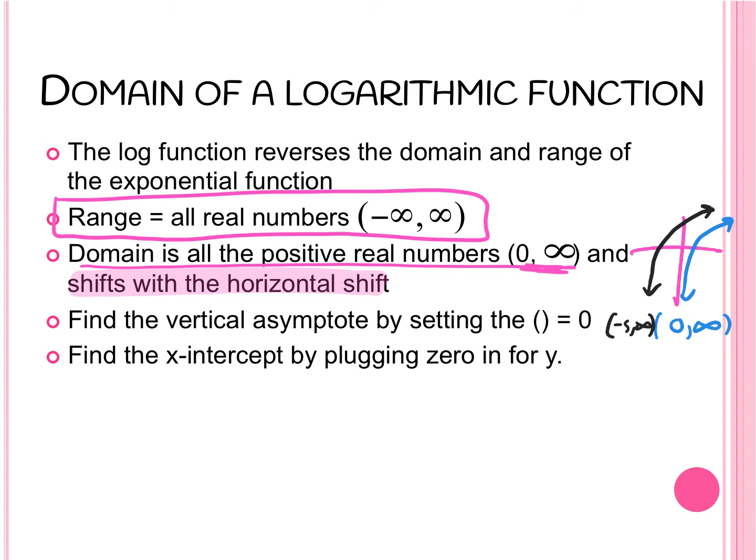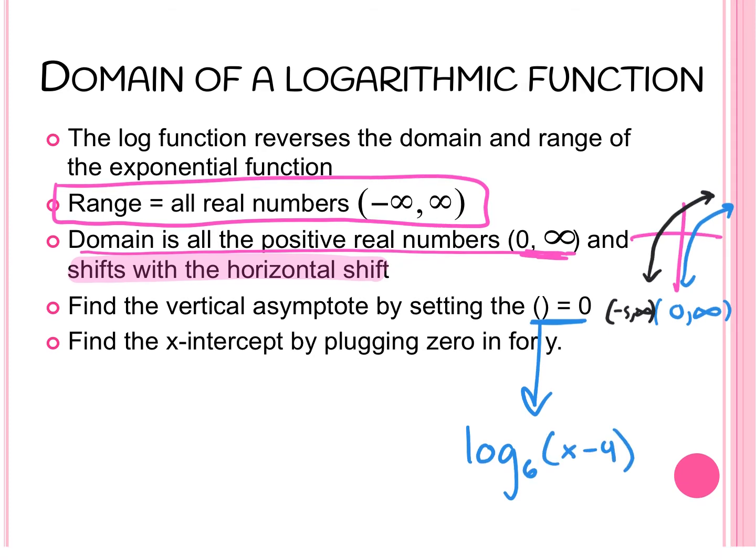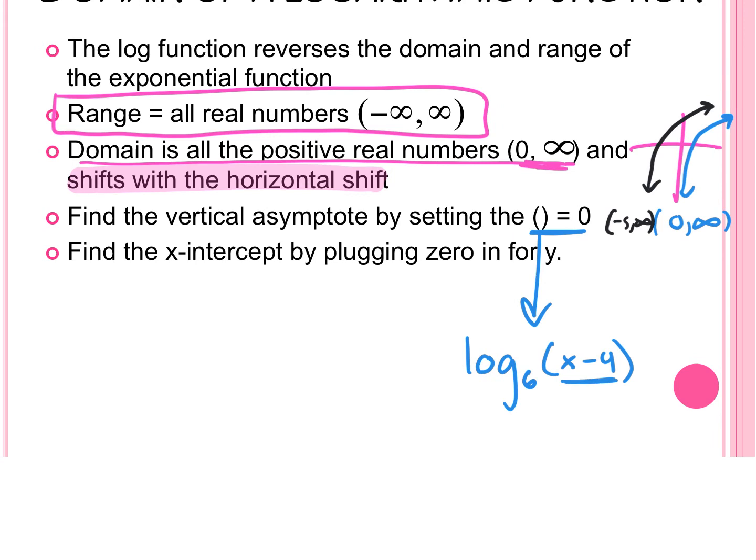To find your vertical asymptote, you can set what's in the parentheses equal to 0. So if I had a function that was log base 6 of x minus 4, in the parentheses it means what's in here. So I would set that equal to 0. X minus 4 equals 0. X is equal to 4, so that would be my vertical asymptote. So again, your vertical asymptote shifts as your graph shifts sideways.